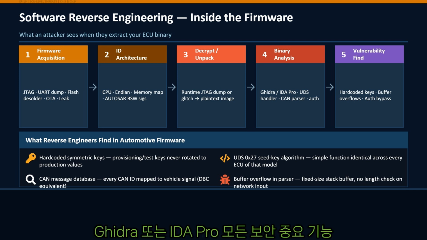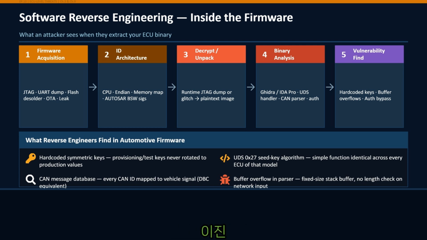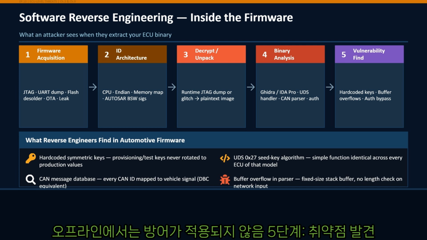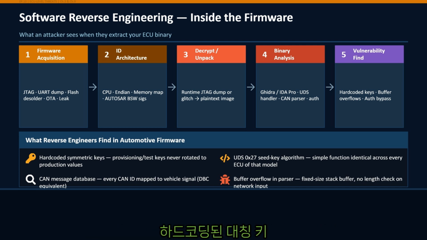Map every security-critical function: UDS handler, seed-key algorithm, CAN parser, secure boot verification. Unlimited time. Full binary. No defenses apply offline. Step 5, vulnerability discovery. What they find: hard-coded symmetric keys never rotated from development.